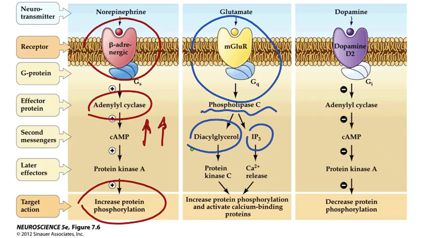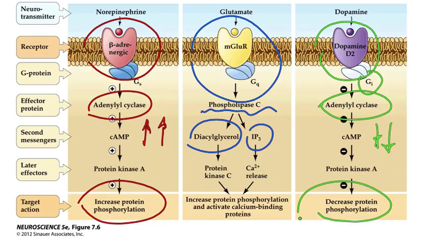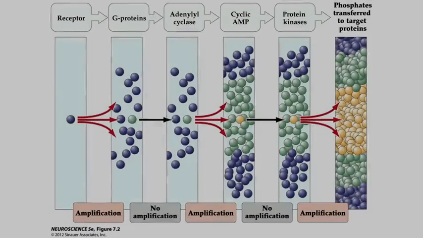And then lastly, we see that dopamine binds to metabotropic receptors. We'll talk more about this when we talk about the circuitry of the basal ganglia. Dopamine is binding to a D2 receptor here, which interacts with a GI protein, in this case leading to the inhibition of adenylyl cyclase and a reduction in the levels of cyclic AMP. And that leads to a decrease in protein phosphorylation in the target site.